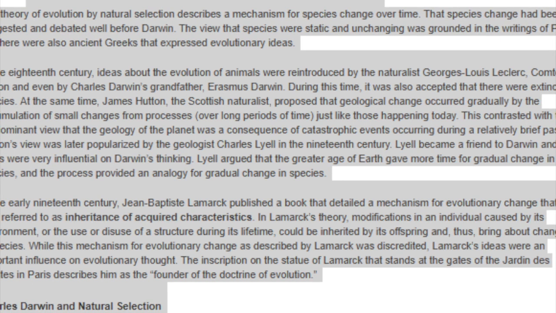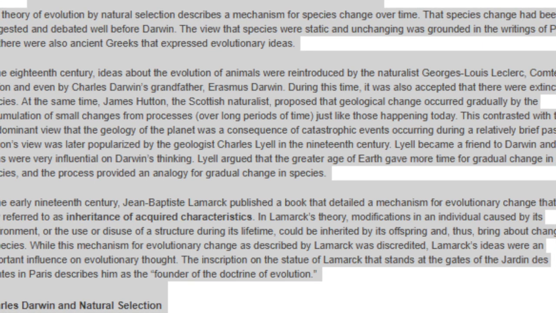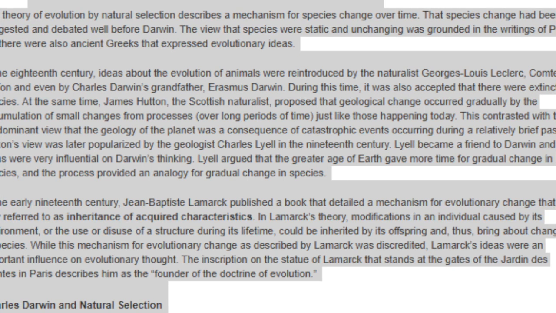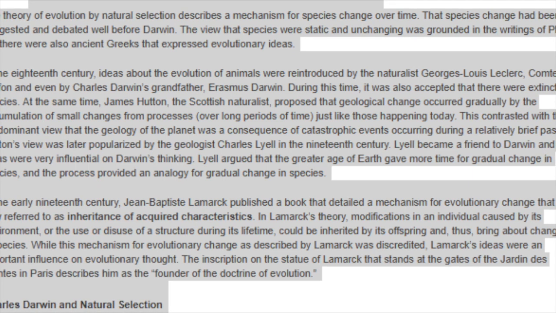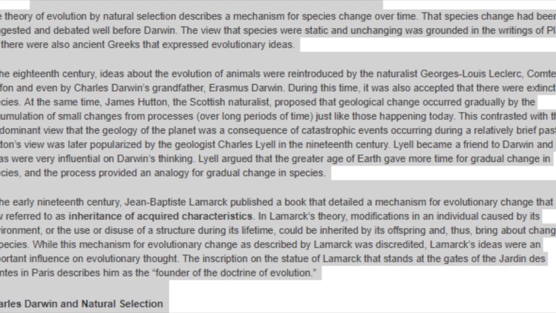In the 18th century, ideas about the evolution of animals were reintroduced by the naturalist Georges Louis Leclerc, Comte de Buffon, and even by Charles Darwin's grandfather, Erasmus Darwin. During this time, it was also accepted that there were extinct species.